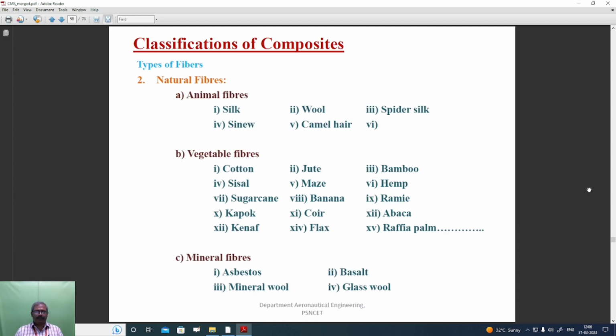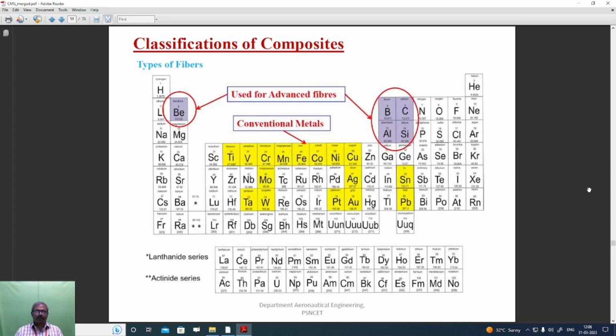The natural fibers are, for example, in animal fibers, we can use silk, wool, spider, sinew, camel hair and etc. In vegetable fibers, cotton, jute, bamboo, sisal, mass, cam, abaca, coir, kabak and etc. So many vegetable fibers are used in composite materials as fibers. In mineral fibers, asbestos, basalts, mineral wool and glass wool are used as fiber.